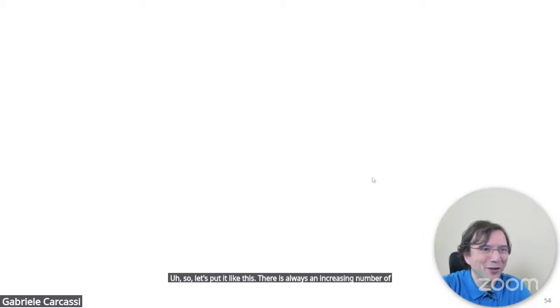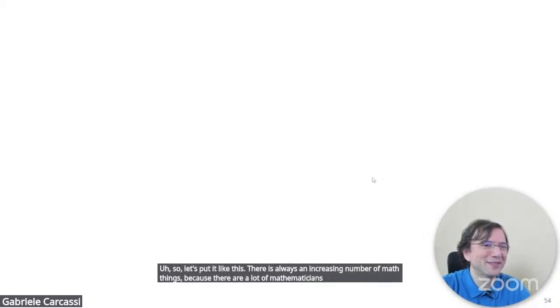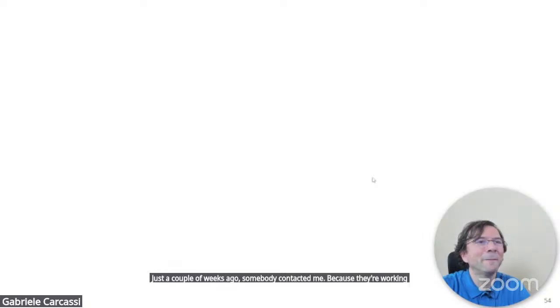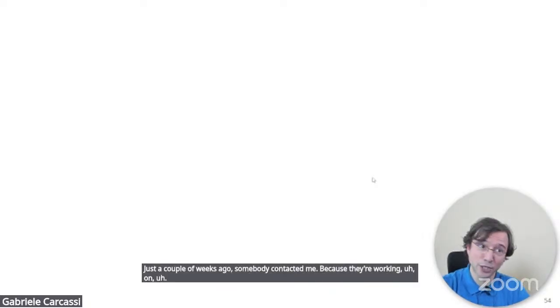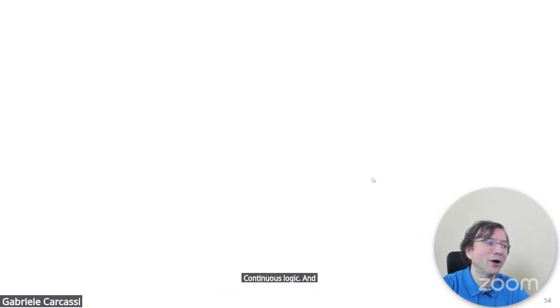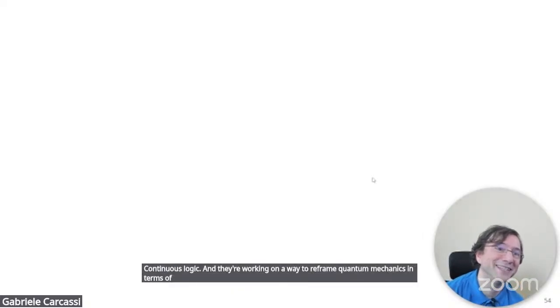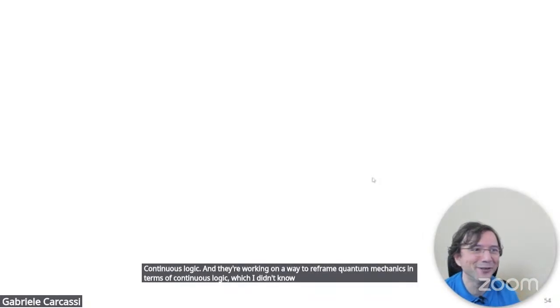So let's put it like this. There is always an increasing number of math things because there are a lot of mathematicians that try to take things and create new things and so on. For example, just a couple of weeks ago, somebody contacted me because they're working on continuous logic. And they're working on a way to reframe quantum mechanics in terms of continuous logic, which I didn't know existed before he talked to me.